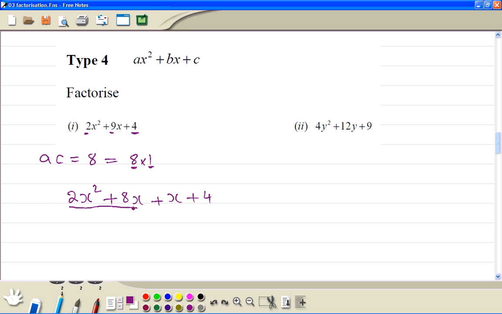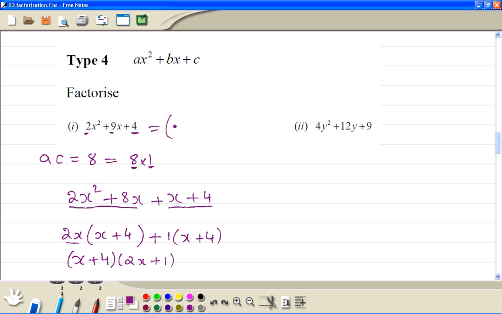Then we look for a common factor here, which is 2x. So we have x plus 4 inside the bracket. For this one the common factor is just 1, so it's x plus 4. Then we have x plus 4 as a common factor. Then 2x plus 1 from here. So x plus 4 times 2x plus 1.